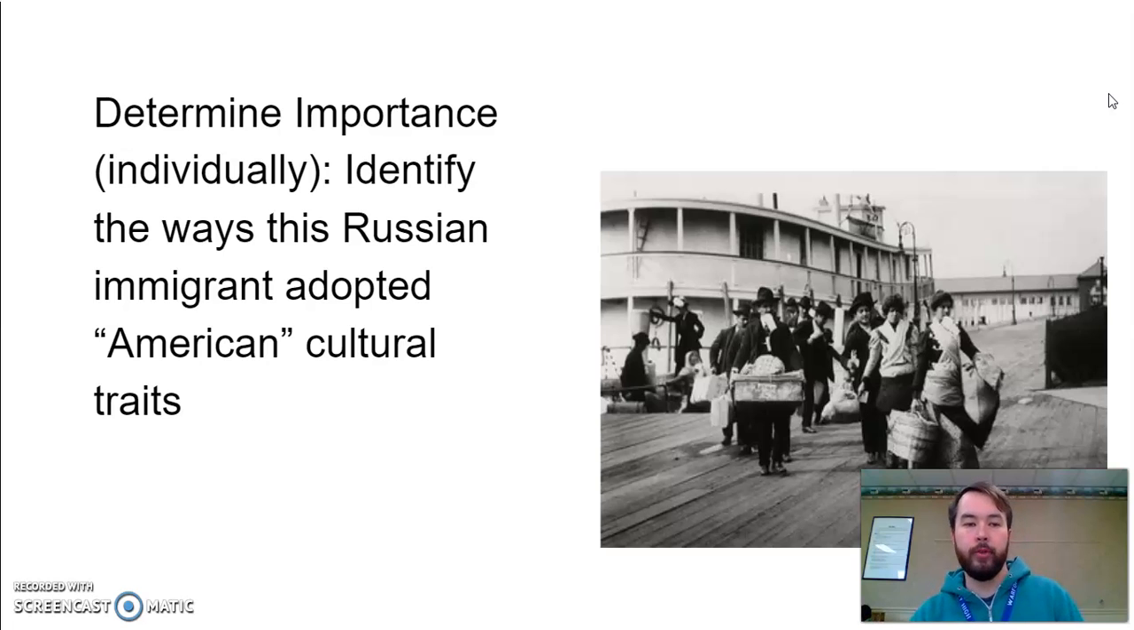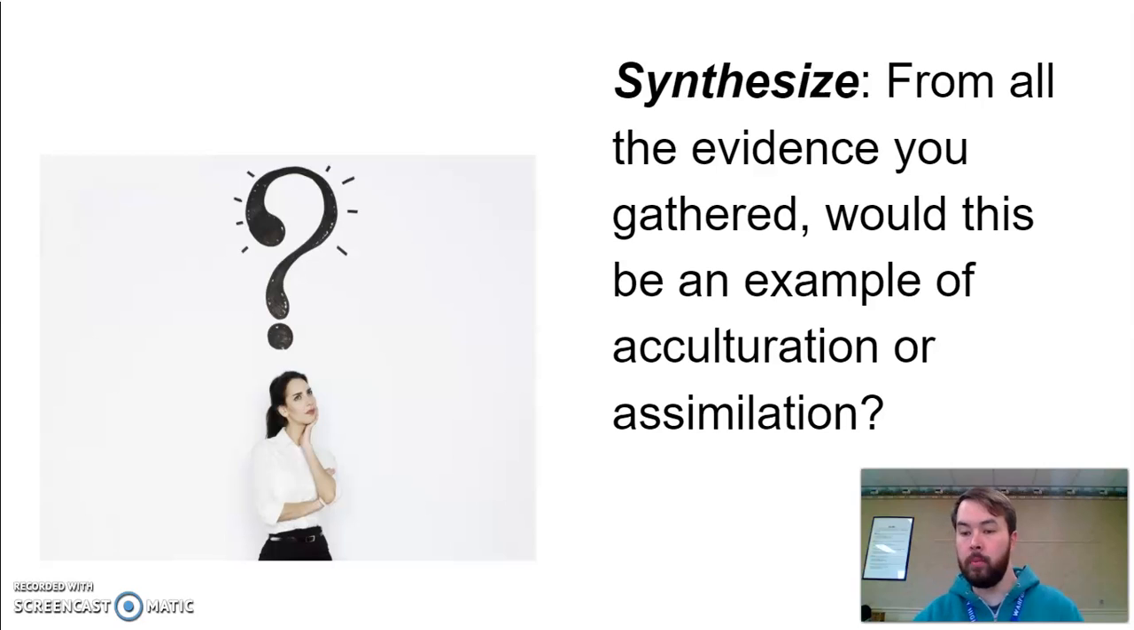Now, what we're going to do today is read an excerpt of a reading about a Russian immigrant family that comes over to the United States. So I want you to determine importance as you read. What are the ways that the Russian family adopted American culture traits, whatever they explain those to be in the reading? Then after you determine importance, I want you to synthesize. Remember, synthesize means to put evidence together to find new meaning in a reading. So synthesize from all the evidence you gathered: is that an example of acculturation or assimilation?